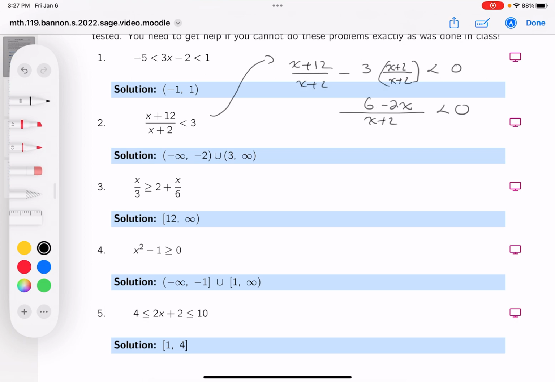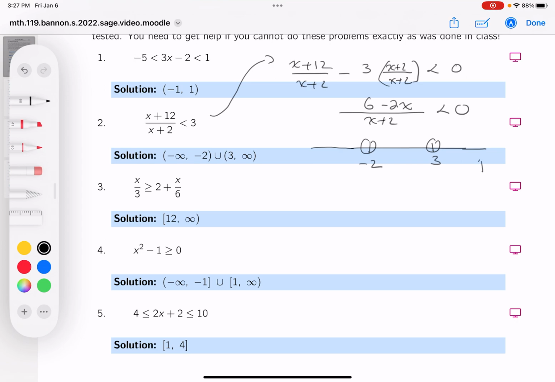List the zeros on the top. There's only one 0 on top. The top becomes 0 at 3. And the bottom becomes 0 at minus 2. What do you do now? Simple sign analysis on those three intervals.